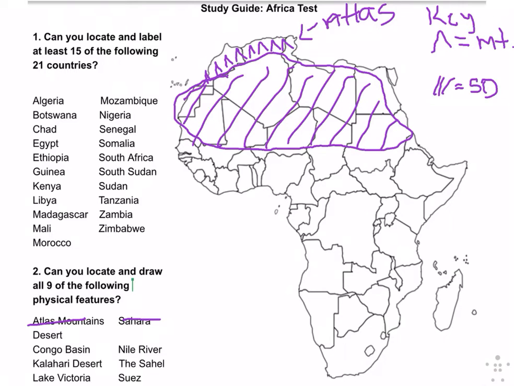Congo Basin, remember the Congo Basin just is not only in the Congo, you have to take up all those countries on the side. So again, estimate it. Congo Basin.